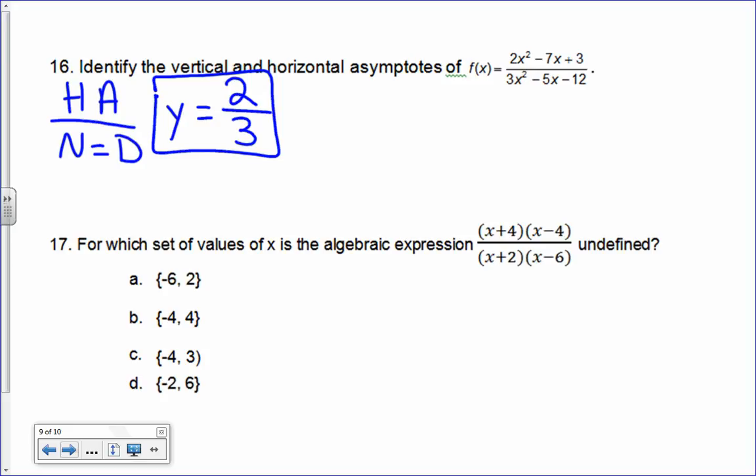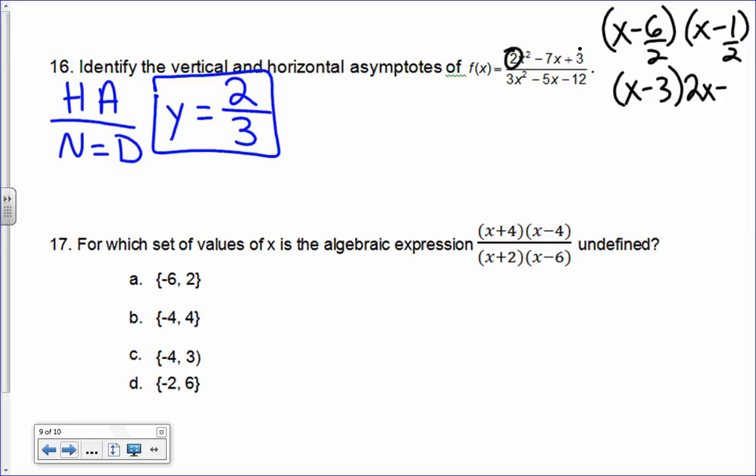Now, for the vertical asymptote, you have to factor everything first. So on the top, if you factor the top using the x method, let's say you need factors of 6 that will give you negative 7. So that would be x minus 6 times x minus 1. But you got this number in front, so you got to divide both of these by 2. 6 divided by 2 is 3, so you have x minus 3. 1/2 won't simplify, so you would have 2x minus 1. So you're going to move that 2 in front. So that's what the top would look like once it's factored.